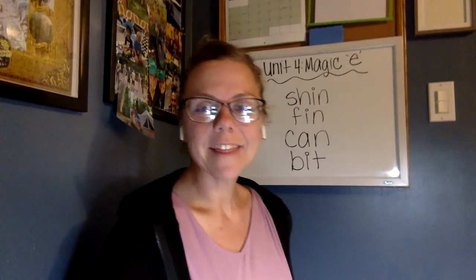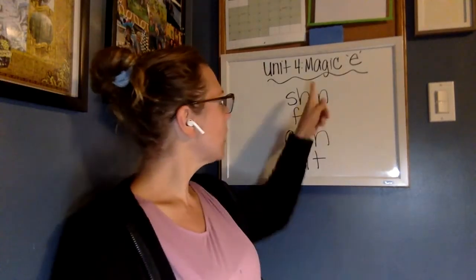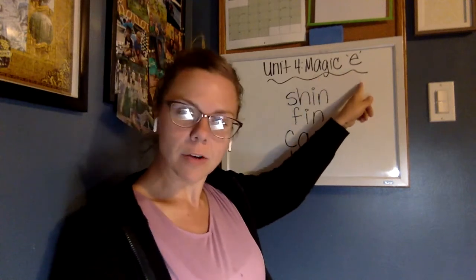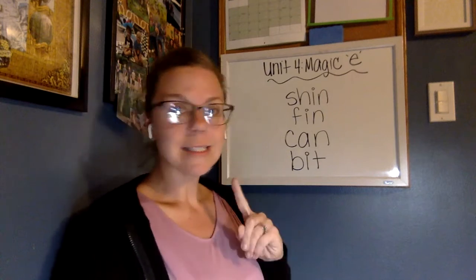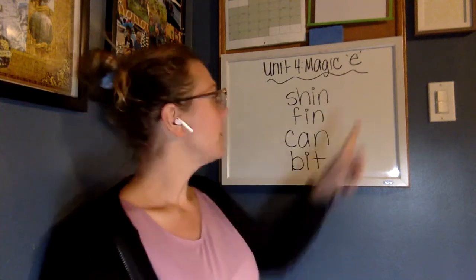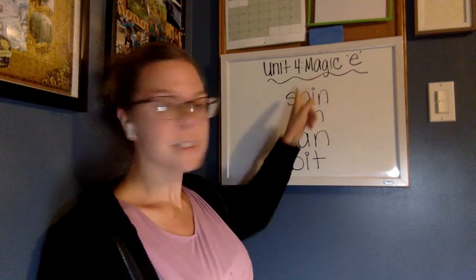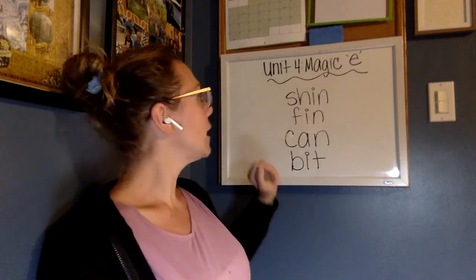Hi, second grade. This week in Letterland, we're going to be talking about the magic E. Does anybody remember from first grade what the magic E does? The magic E is silent. He doesn't say anything, but he does something to the rest of the words. Let's find out what he does.